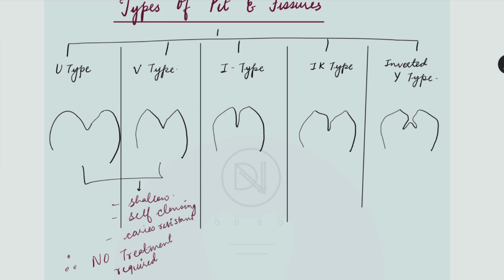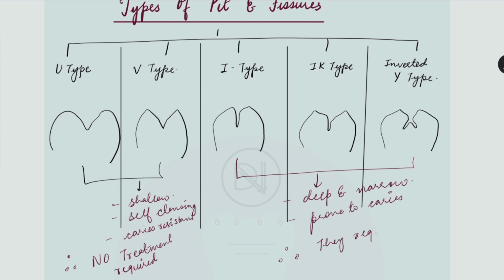Now here is the I type. Here it is again a combination of IK type, and this is a Y type. So in all these three types of teeth, you can see that the pit and fissures are deep and narrow. They are prone to caries, and therefore they require treatment. So pit and fissure sealants must be applied in these kinds of pit and fissures.